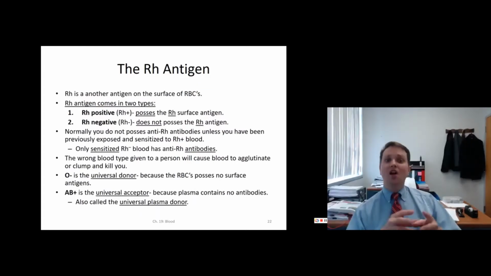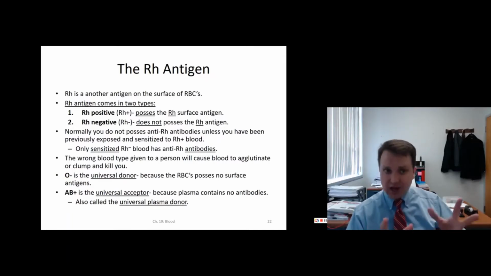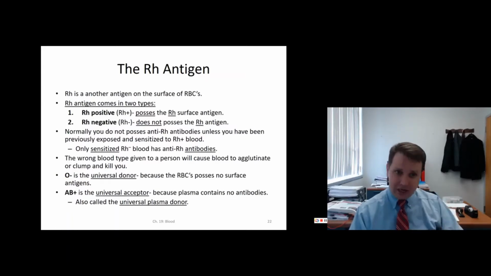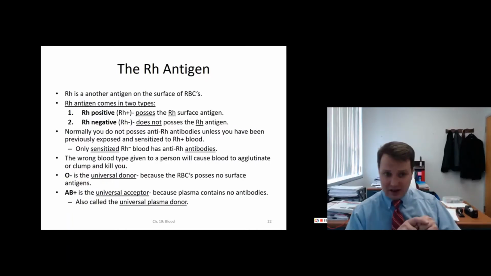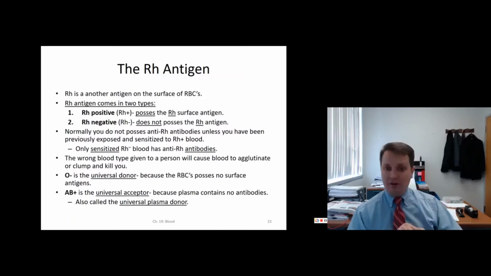Now, the third antigen is called Rh, the most common one is sometimes called the D antigen, but there's two types. There's Rh positive and Rh negative. The positive means it is positive for the Rh antigen. The negative means it doesn't have it. So when you see positive and negative, positive means it does have Rh, negative means it does not have Rh.